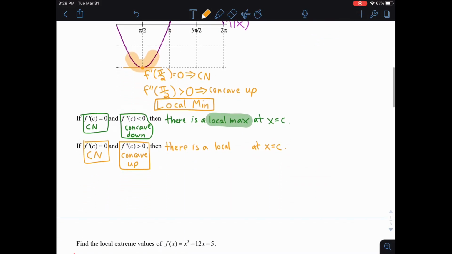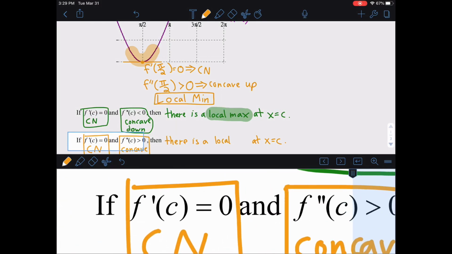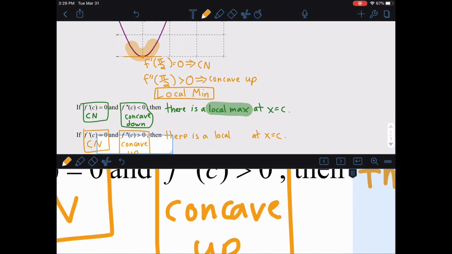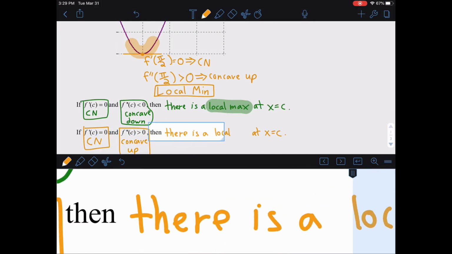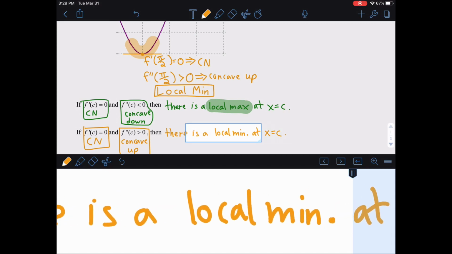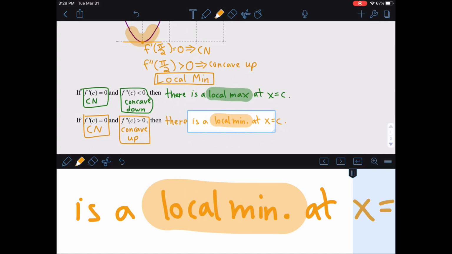Okay, and so let's summarize this down here. If f prime of c equals 0, so again, that means a critical number of f, and f double prime of c is greater than 0, that means f is concave up, then there is a local minimum at x equals c. Okay, so this is essentially what the second derivative test is. It's another way of determining whether your critical number is a local max or a min.